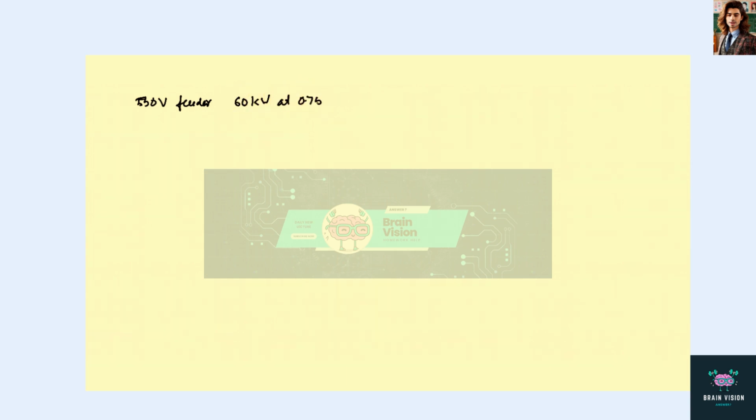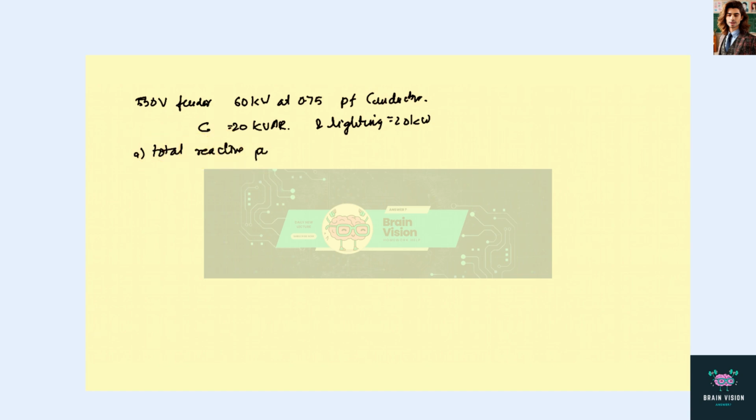As shown in the figure, a 550-volt feeder supplies an industrial plant consisting of a motor drawing 60 kilowatt at 0.75 power factor, inductive, a capacitor with the rating 20 kVAR, and the lighting drawing 20 kilowatt. Then calculate: A, the total reactive power and apparent power absorbed by the plant. B, determine the overall power factor. C, find the current in the feeder line.